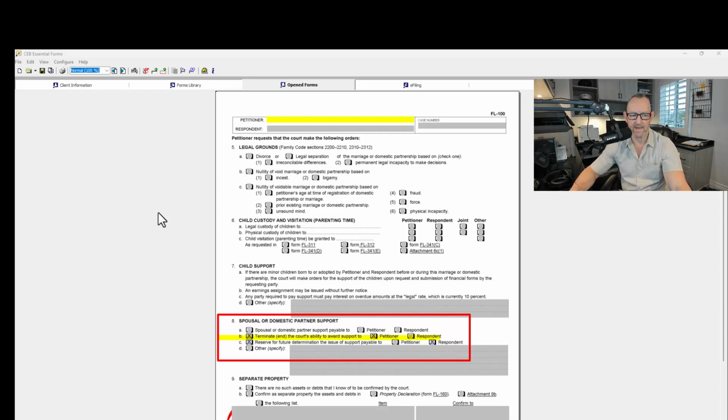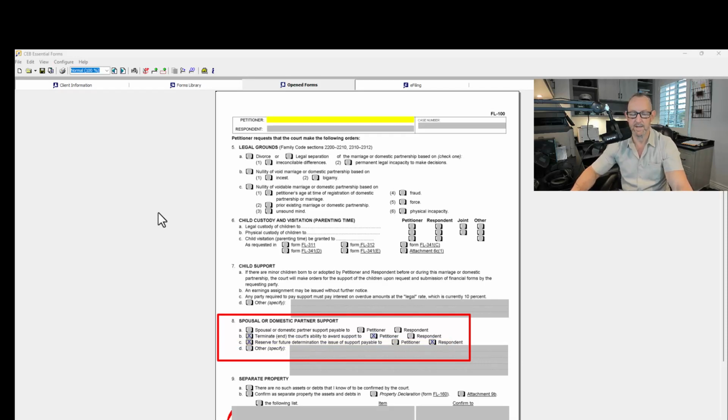But in this case, they had them mark box C and reserve for future determination the issue of support payable to respondent. So what does this mean? This means that the petitioner who's filing a default divorce can never get support, but saying that they want to reserve jurisdiction in the future to be able to pay their spouse at any time in the future should they file a motion with the court to request support in the end.